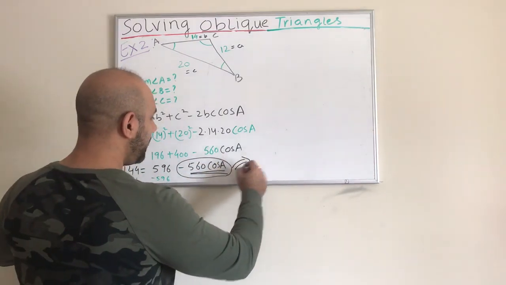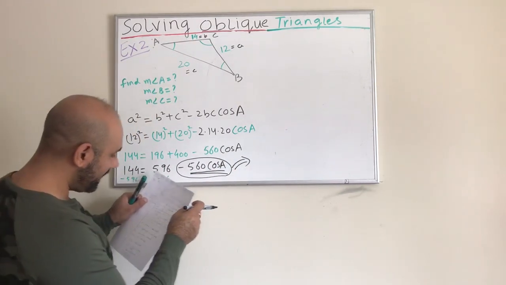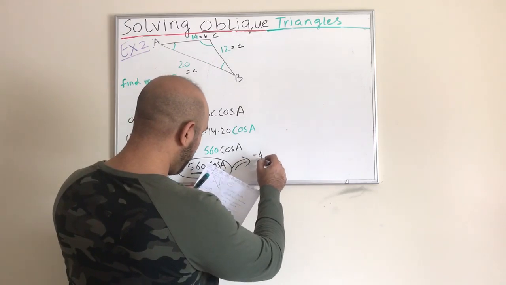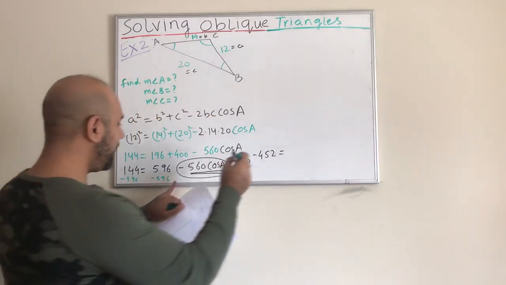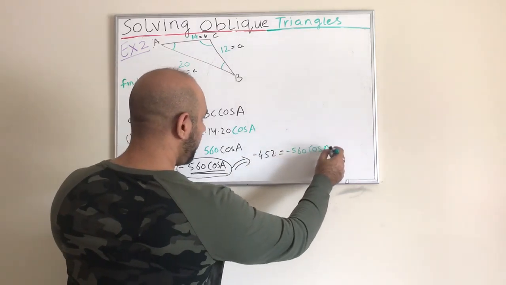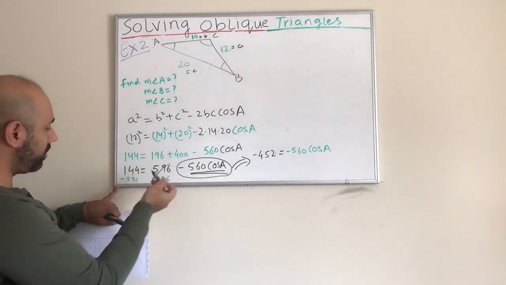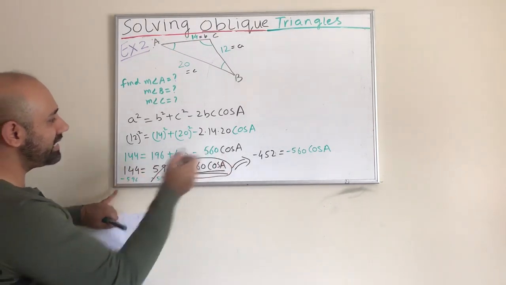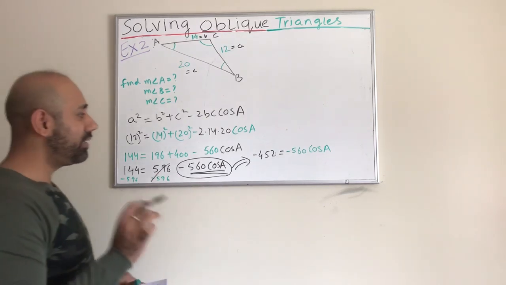So by subtracting 596 from both sides, we can do it right here. From here, guys, when we simplify this, what do I get? I get a negative 452 equals, well, this does not change. It is still negative 560 times cosine of A. That's what I have on the right hand side, and on the left, because this is going to cross out, I have 144 minus 596, which is negative 452, and then I have negative 560 cosine A on the right hand side.